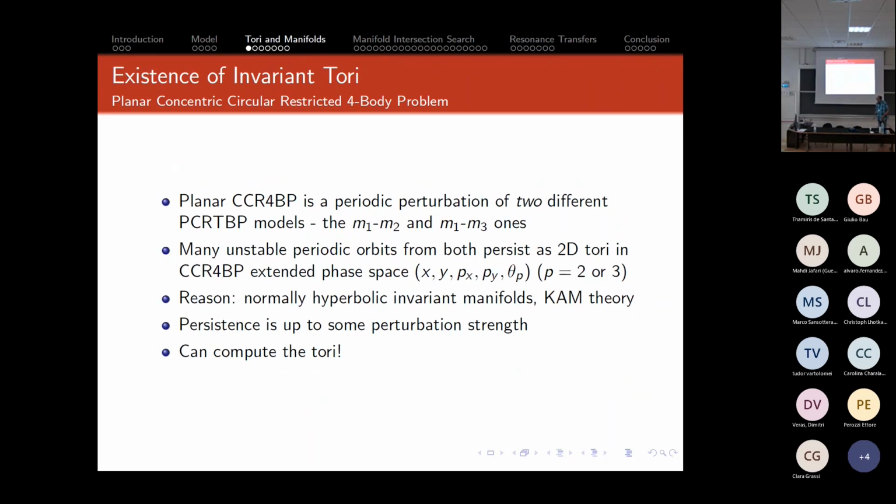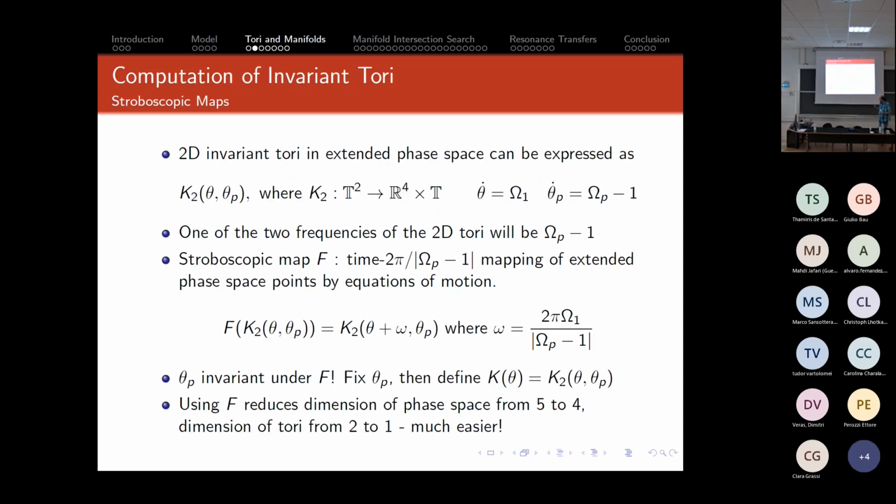So now, as mentioned, this model is a periodic perturbation of both the M1, M2 and M1, M3 planar circular restricted three-body problems. So we expect that unstable periodic orbits, those families, should persist in some form into the perturbed model from both of those planar circular restricted three-body problems. The persistence has to do with normal hyperbolicity, KAM theory, and we expect it to hold up to some perturbation strength.